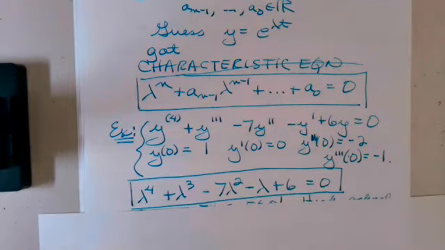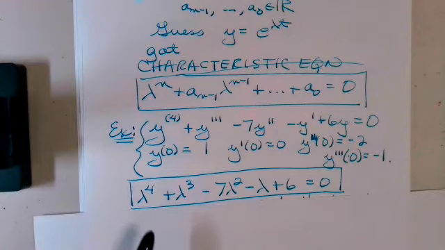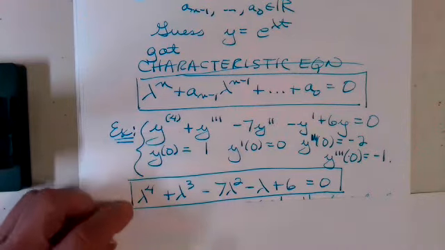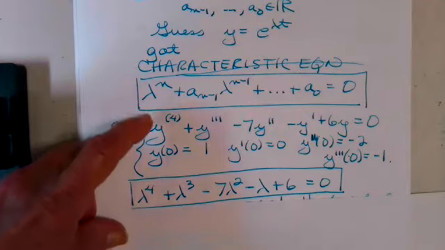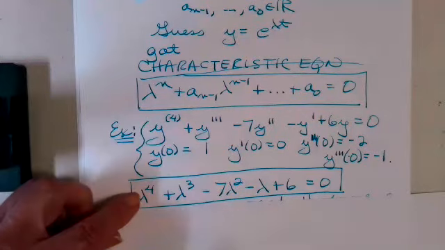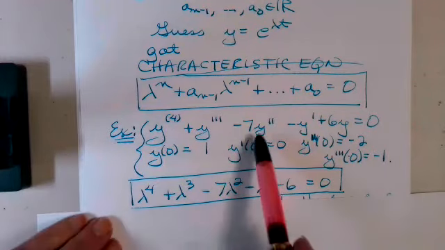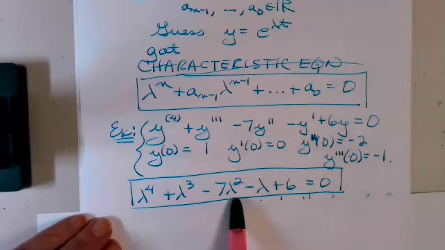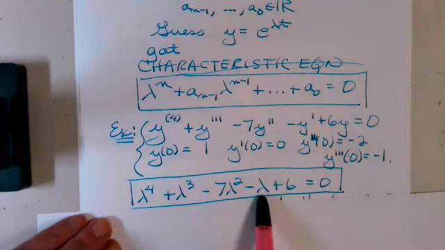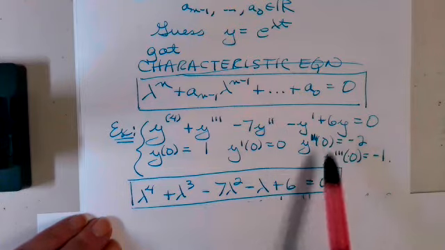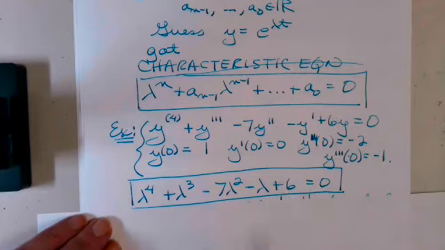You write down the characteristic equation that goes with that. And how do you do that? Just like we did with the second order equation. Every derivative converts to the same power of lambda. In other words, the fourth derivative becomes a fourth power lambda. Third derivative, third power. You keep the sign in between. Minus 7 times the second power minus the first power. And this is the 0th derivative, so you get the 0th power lambda.